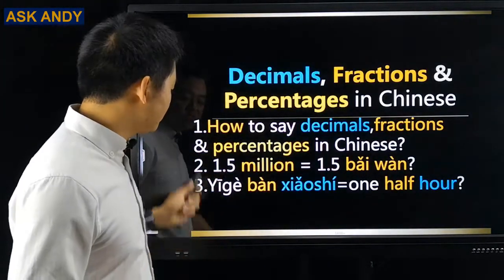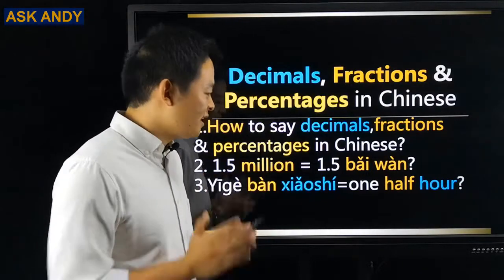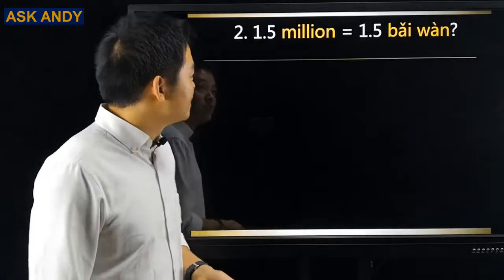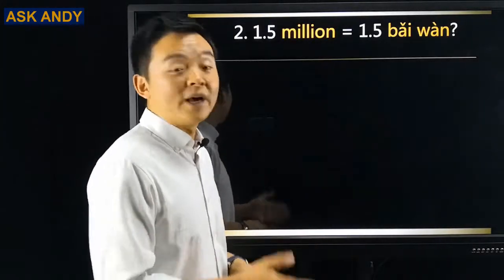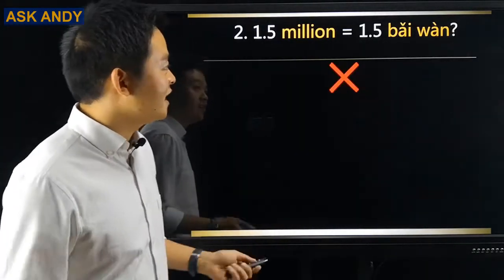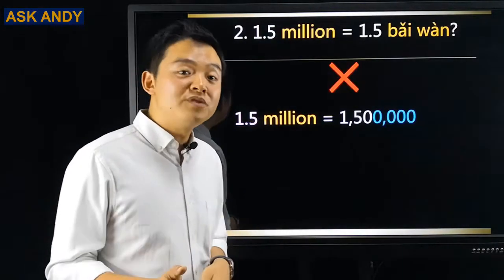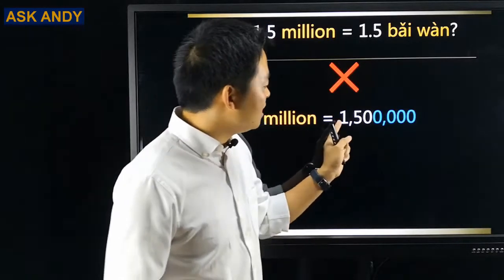Right now, let's move on to question number 2. 1.5 million, do we say it as 1.5 by 1? For this question, 1.5 million equals to 1.5 by 1. I have to let you know it's wrong. We don't say it in that way. So how do we do that? 1.5 million, we must make it into this one.